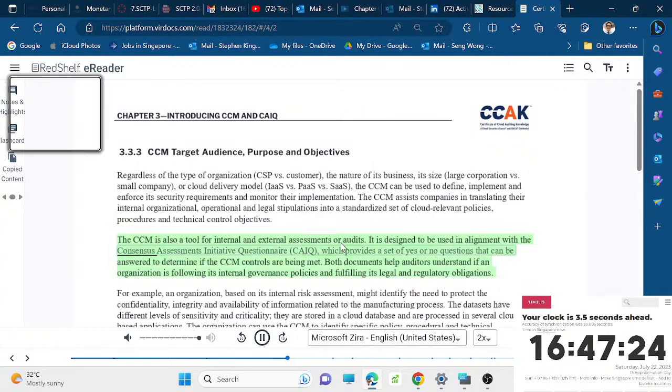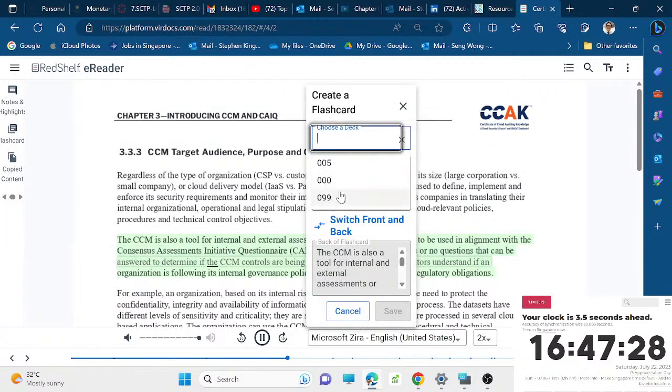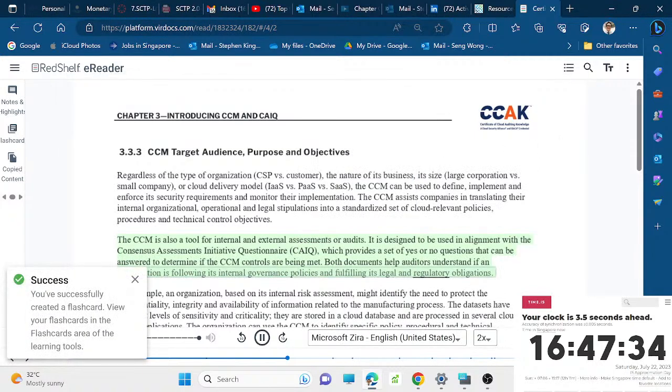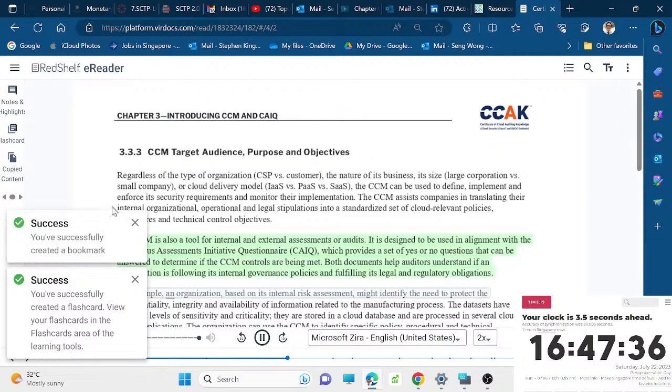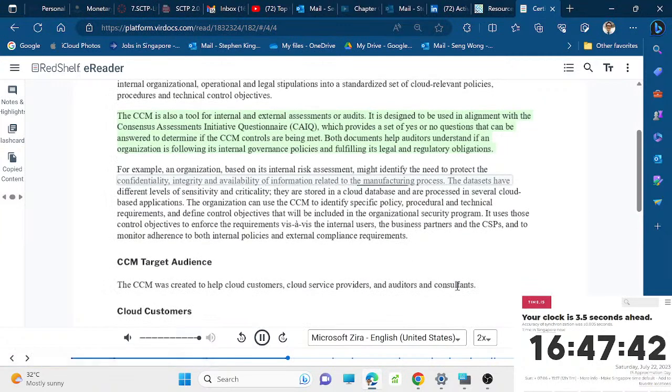It is designed to be used in alignment with the Consensus Assessments Initiative Questionnaire, CAIQ, which provides a set of yes or no questions that can be answered to determine if the CCM controls are being met. Both documents help auditors understand if an organization is following its internal governance policies and fulfilling its legal and regulatory obligations. For example, an organization, based on its internal risk assessment, might identify the need to protect the confidentiality, integrity, and availability of information related to the manufacturing process.